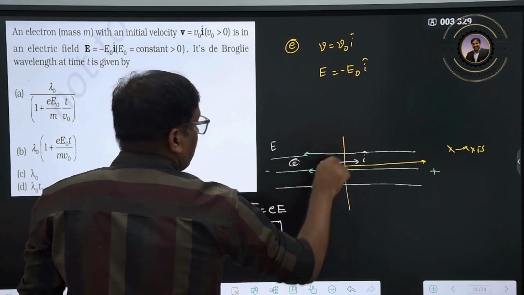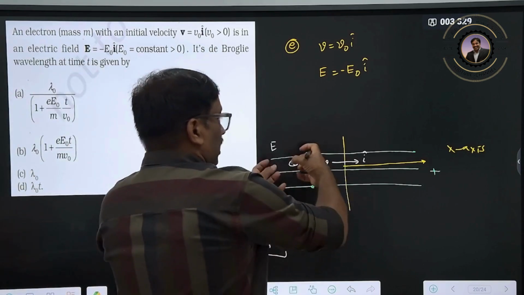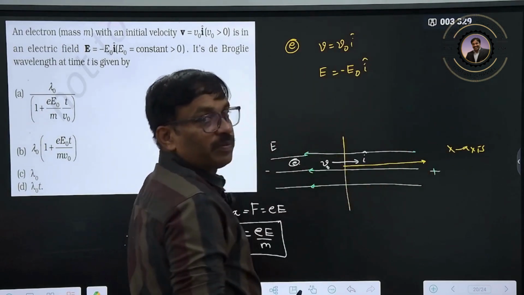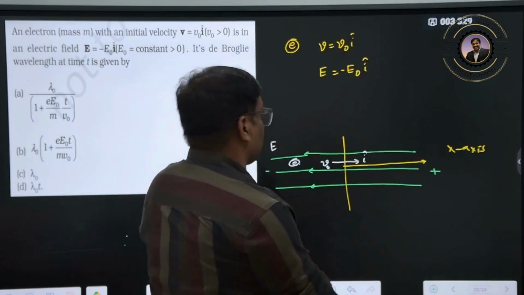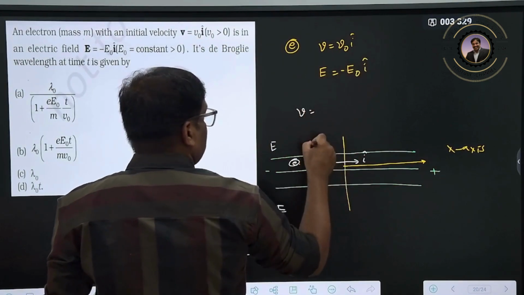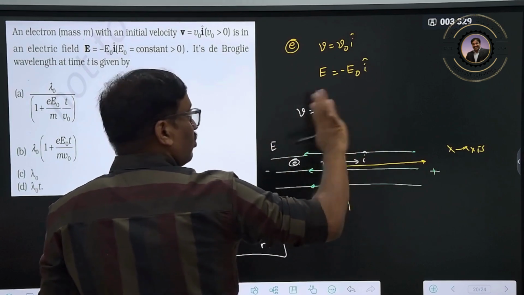Along the velocity direction, this side is experiencing the force, so the electron will start moving with greater speed. Why? Because of the electric field. Now, what will be the final velocity? Final velocity is nothing but initial velocity plus the change. Acceleration and velocity are in the same direction, do not worry about this.